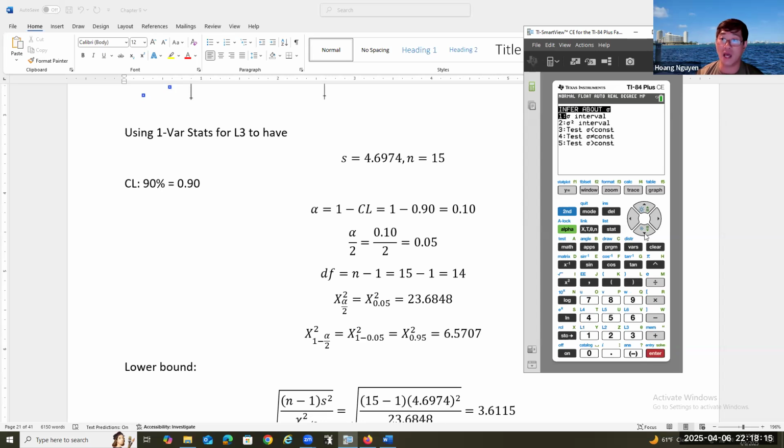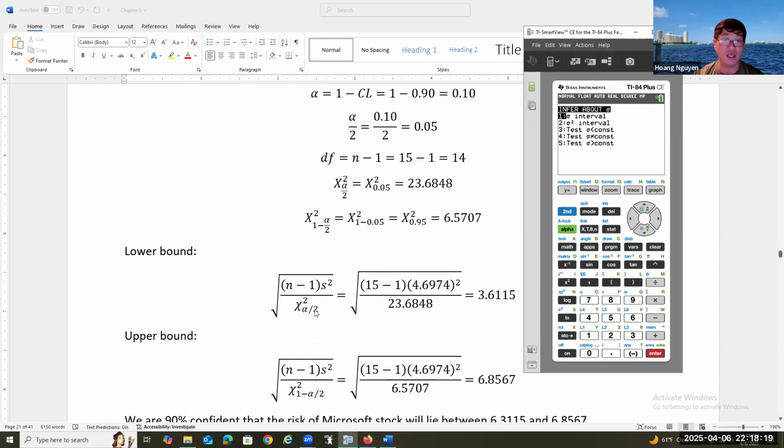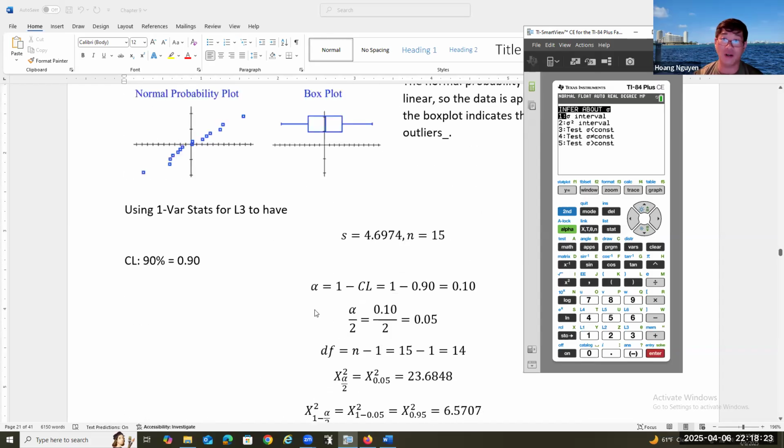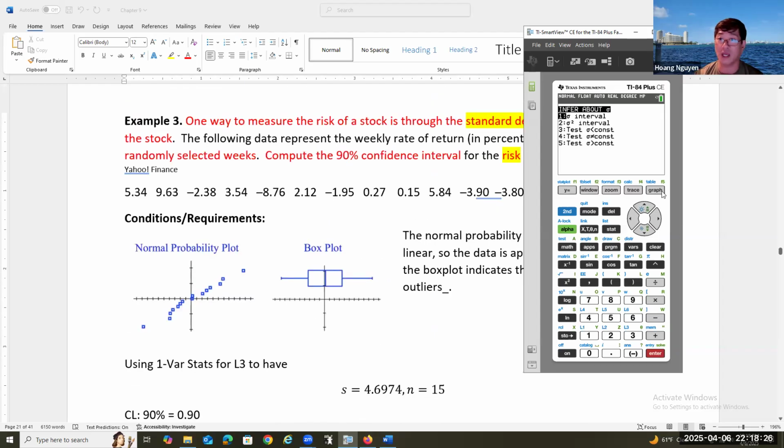And now, what's the option we're going to select on the screen? We're going to do the confidence interval for the sigma, right? Not sigma squared, because we do the calculation for the standard deviation. So we're going to use option number 1, sigma interval. The C level is going to be 90%. You can put 90 or 0.9. Okay, give the calculator a few seconds.